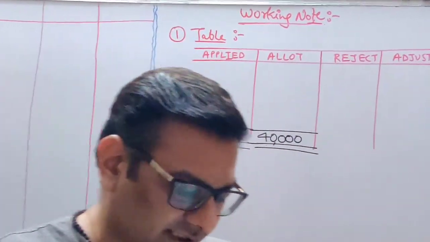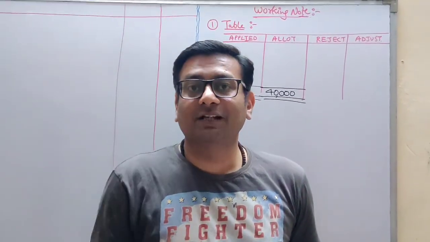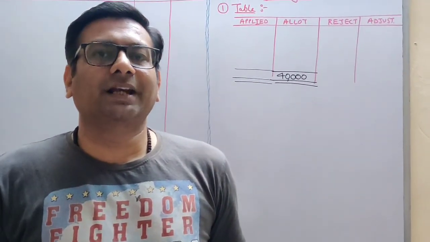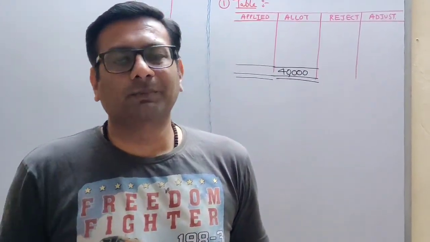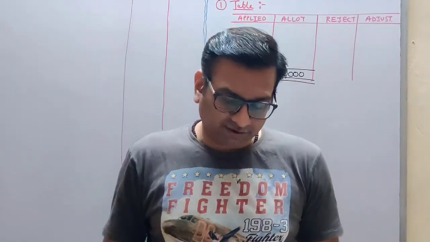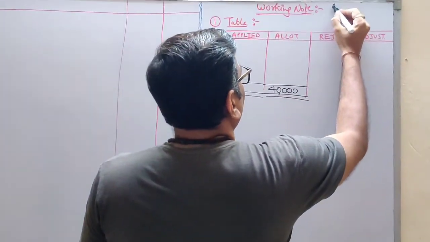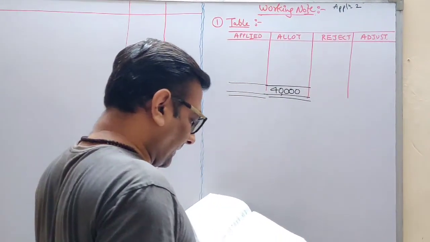Let's see what the question says. 40,000 equity shares of 10 each. So the face value of the share is 10 rupees at a premium of 2 rupees per share. So even these shares are issued at a premium. So how much is total receivable from the shareholder? 10 plus 2, 12 rupees, which are payable as follows. On application, rupees 2 per share. So on application we are going to collect 2 rupees.